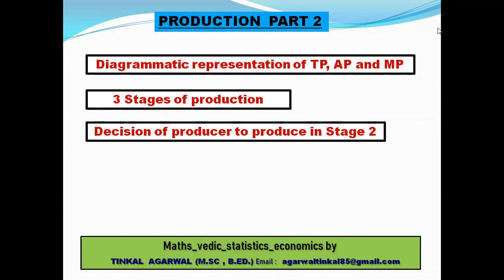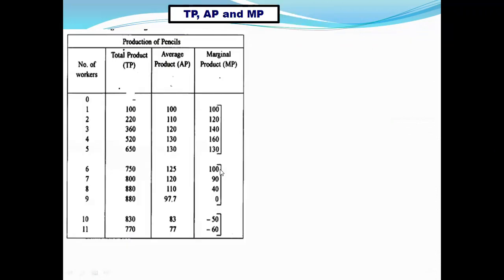In this video, I will share the production function chapter of economics part 2: diagrammatic representation of TP, AP and MP curve, and the three stages of production. In which stage will the producer decide to produce? So we will discuss these three in part 2. In part 1, I have already explained how to derive the total product, average product and marginal product. So you can refer to part 1 video for that.